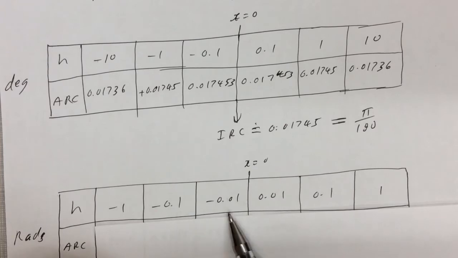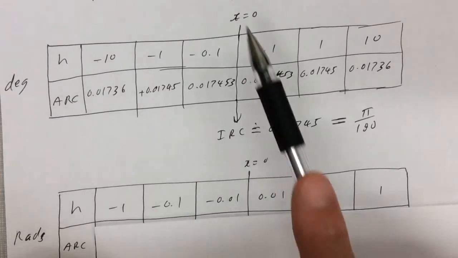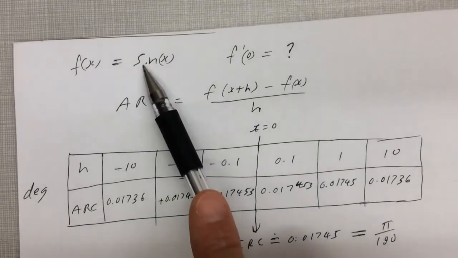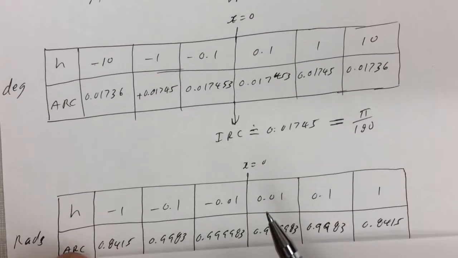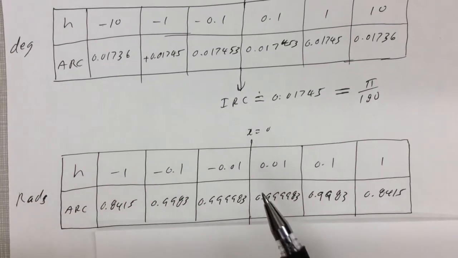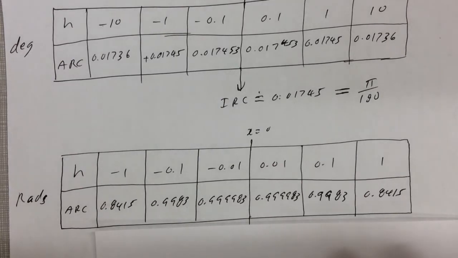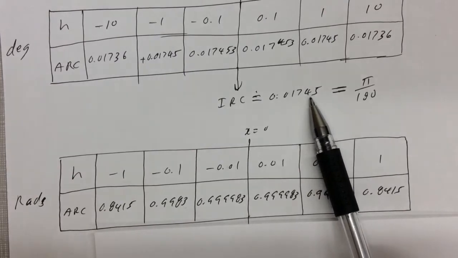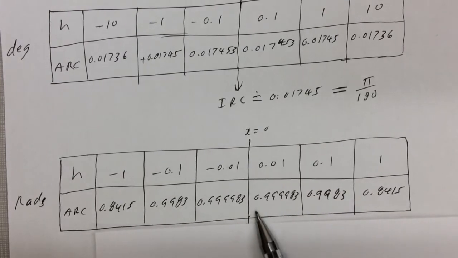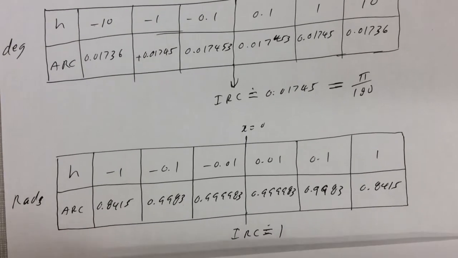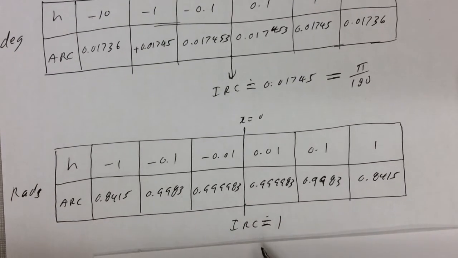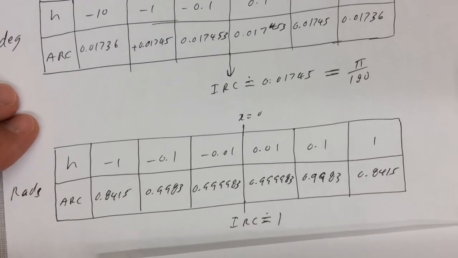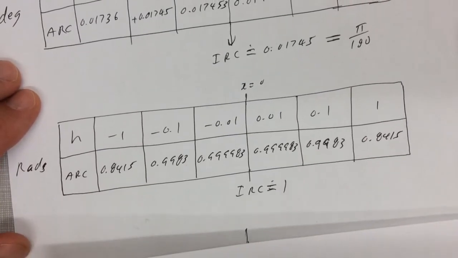So negative 1, negative 0.1, negative 0.01. Plug those into that formula up here. Okay, but your calculator is in radian mode, and the function is sine x. And you're going to get these numbers. Okay. Now these numbers seem to be approaching a much nicer number than 0.01745. So they seem to be approaching the value 1, and in fact that's what it is. Okay, so the IRC, the instantaneous rate of change at x equal to 0 of sine of x is 1. Okay, so the slope of the tangent at 0 is 1.